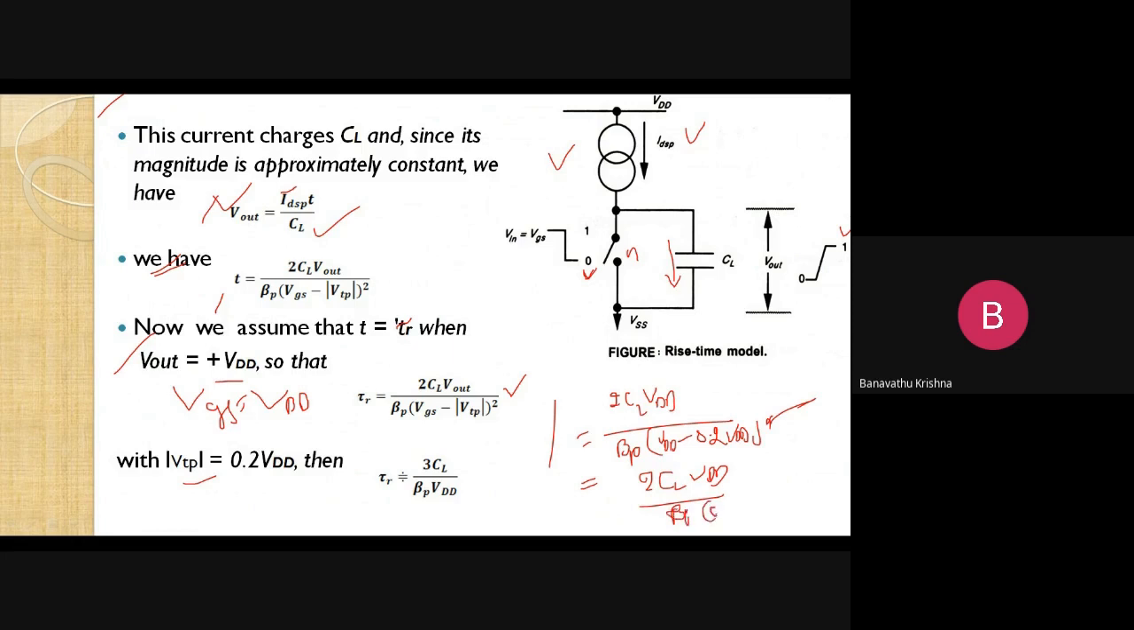Finally we get 2 CL VDD by beta P into 0.64 VDD whole square. You can cancel the square with VDD here, and 2 by 0.64 is equal to 3.125. So for this 3.125, I want to consider TR equal to 3 CL by beta P VDD, right?